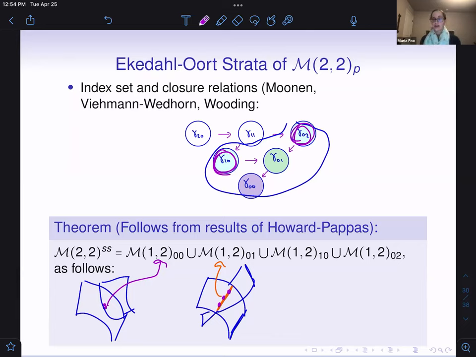There's also a result of Howard and Pappas on GSpin Shimura varieties with similar techniques, among others, I'm sure.